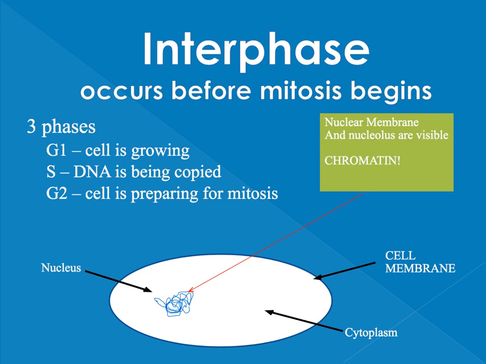So during interphase, you can see the nuclear membrane, which I need to draw in, and the nucleolus is also visible. So please draw both of those in. So the nucleolus is right there, and the nuclear membrane is right there. So please make sure your diagrams are nice and labeled.